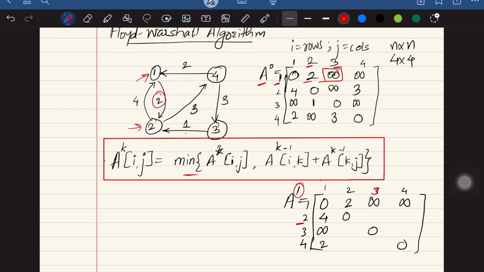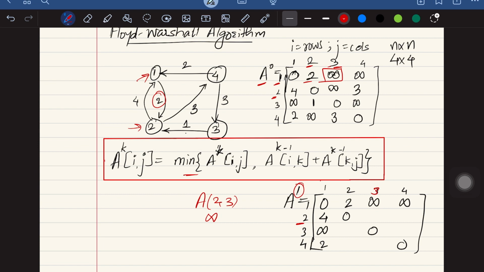Since we are using dynamic programming, we need to use our previously calculated values. Since this is the first matrix that we are creating, we are going to look at the previous matrix, which is A0. Now we need to go from node 2 to node 3. Let's go to our previous matrix. We have node 2 over here, we have node 3 over here. The distance from node 2 to node 3 is infinity. Let's write that down. So from node 2 to 3, it's infinity. But we also need to see whether we get a smaller distance from node 2 to 3 via 1. All right, so let's see that.